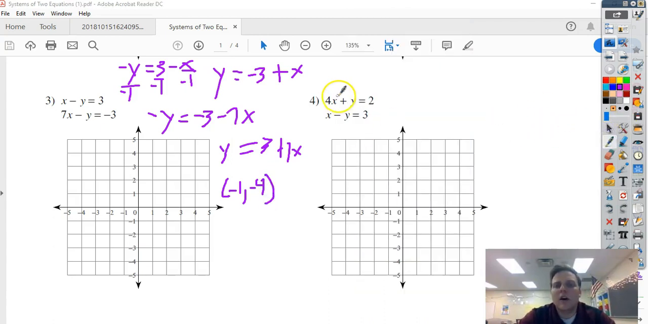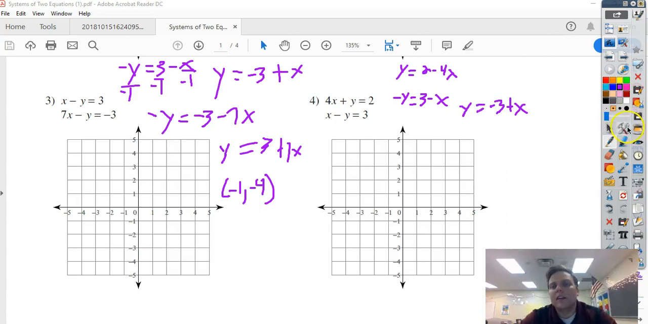We've got to solve for y on both. On the first one, all we have to do is subtract 4x over. So we get y is equal to 2 minus 4x, or negative 4x plus 2 is fine too. On this one, we've got to subtract x over. We get negative y is equal to 3 minus x. Now I divide everything by negative 1, so we get y is equal to negative 3 plus x.